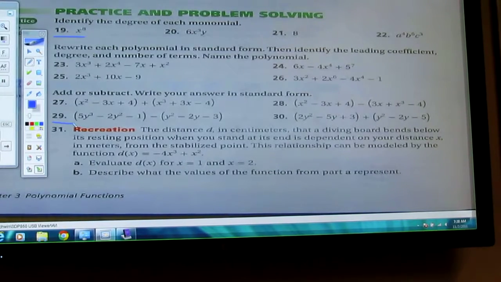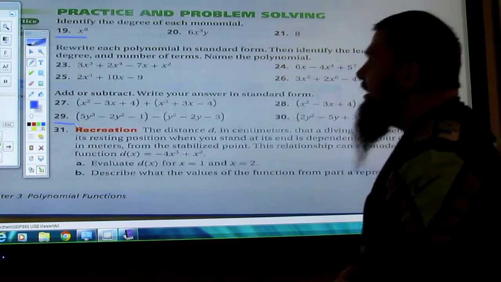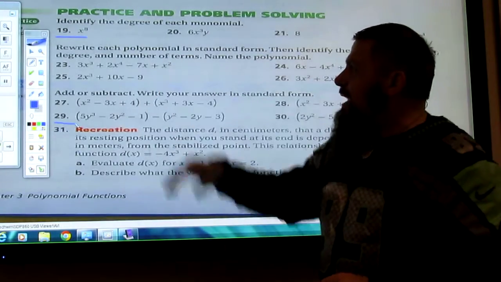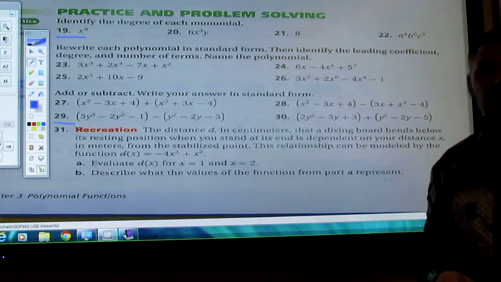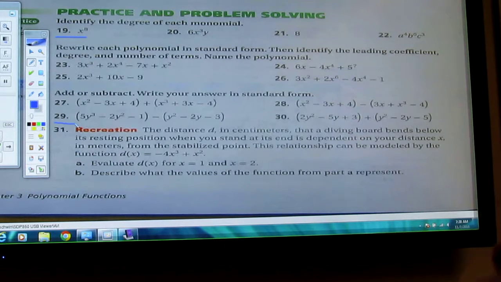Alright, the assignment is 3.1, questions 19 through 29. As you can see, 19 through 22 are identify the degree of the polynomial. Then you're supposed to rewrite each polynomial in standard form, meaning going from highest to lowest. Okay? And then you're going to name them.